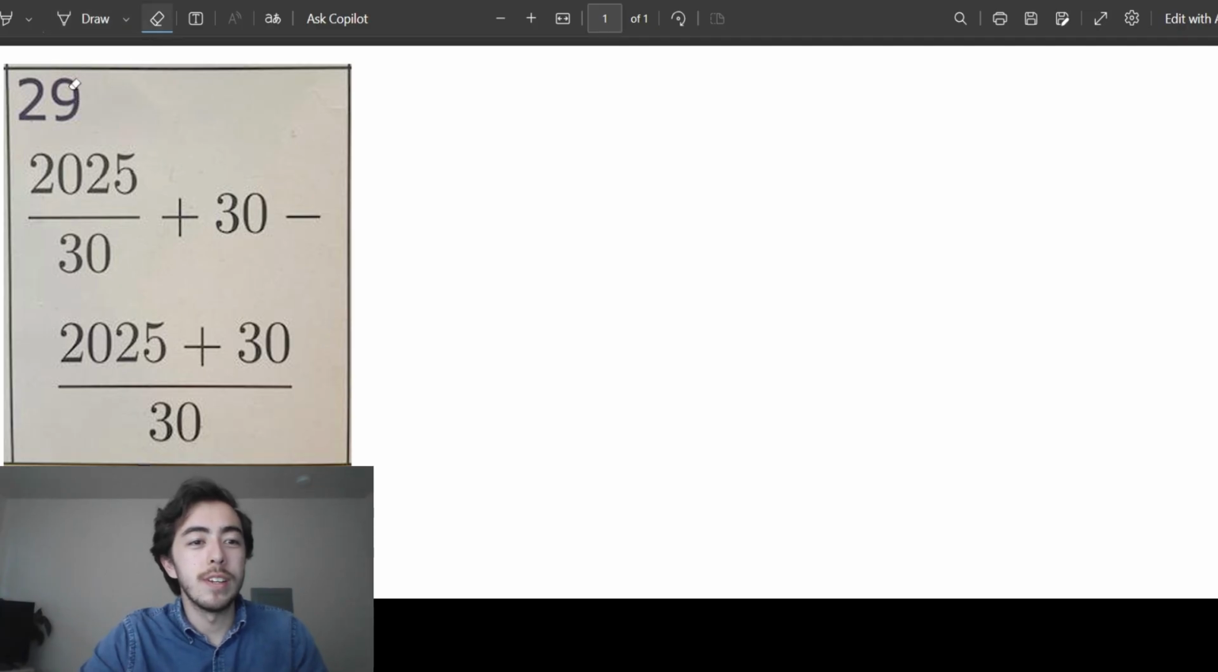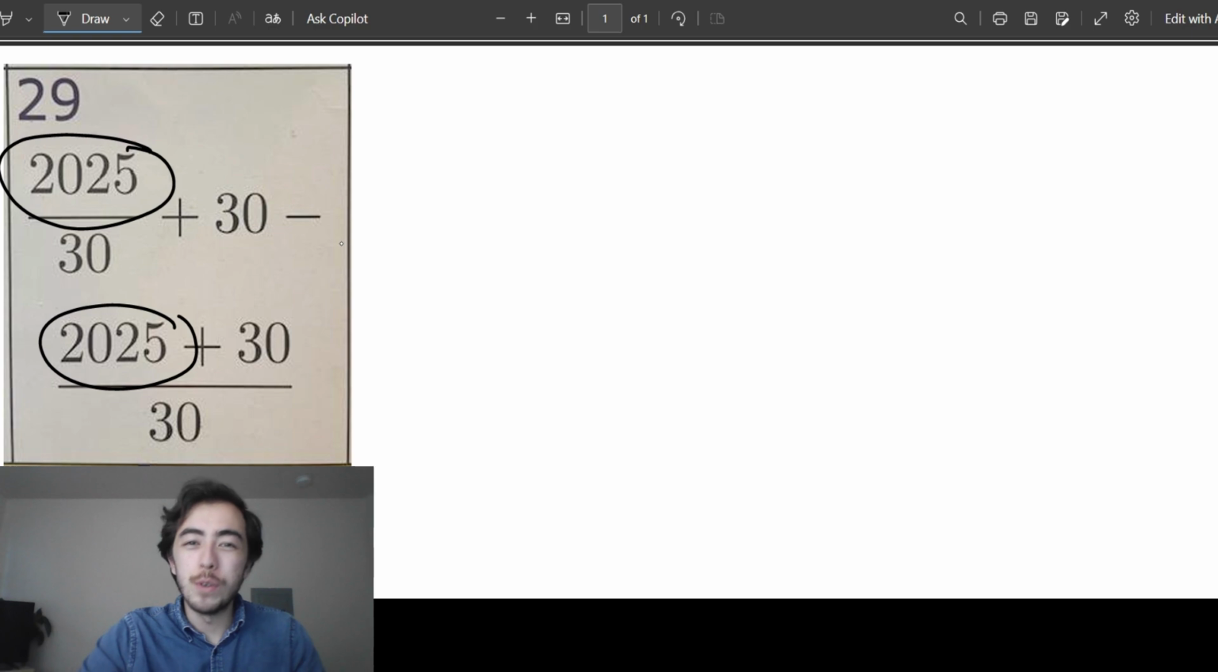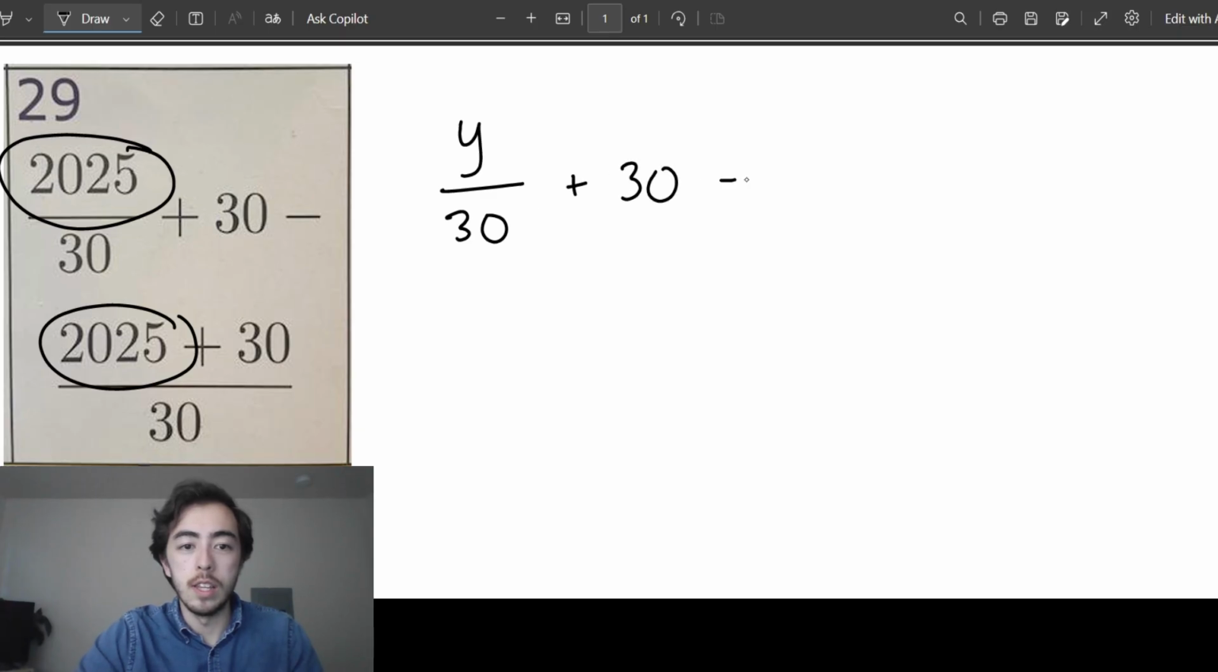One thing I'm noticing that the calendar does just for funsies is that sometimes they include the current year in the problem. And usually when they do that, the current year isn't really necessary to solve the problem. So just to prove my point, I am going to put a Y for year, just to say that that 2025 isn't doing anything special in this problem. We're going to divide that by 30, add 30, and then subtract the year plus 30 over 30.